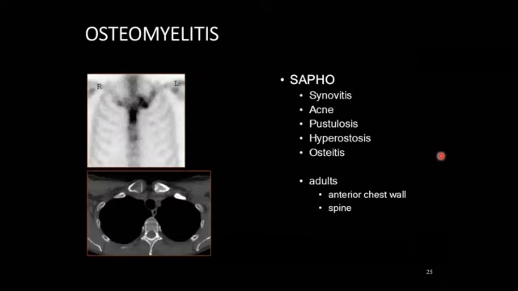Regarding the SAPHO, as we said a minute ago, it presents with synovitis, acne, pustulosis, hyperostosis, and osteitis. The radiological part that we are interested in as radiologists is the hyperostosis or the osteitis. It is usually in the pediatric age group. If it presents in adults, it will involve the anterior chest wall and the spine.